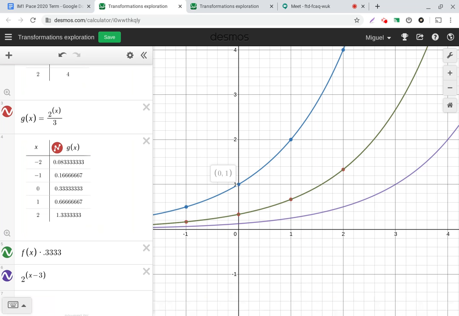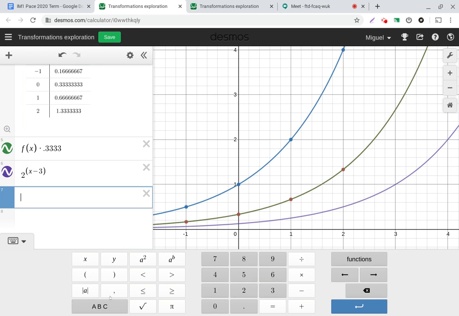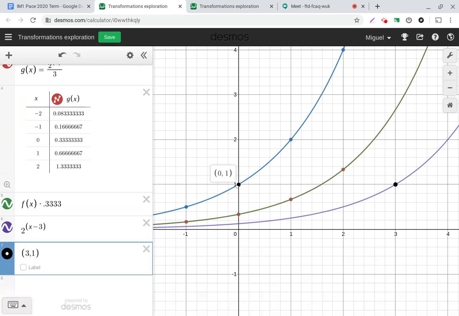Look at this point right here, 0, 1. Now, if I move this 3 to the right, will it be the green one or the purple one? Purple. Yep. Because look, I'm going to put 3, 1. This point right here moved 3: 1, 2, 3.